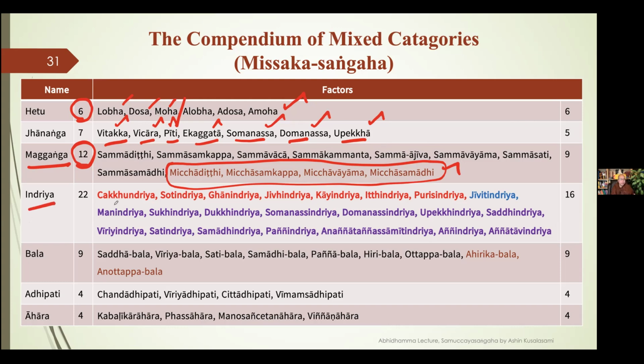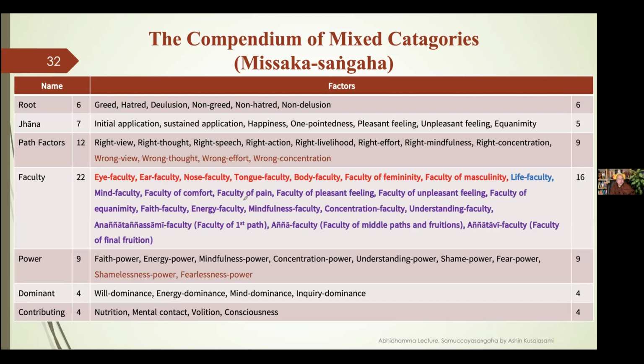And Indriya. Indriya, faculty: cakkhundriya, eye faculty; sotindriya, ear faculty; ghanindriya, nose faculty; jivhindriya, tongue faculty; kayindriya, body faculty; itthindriya, the faculty of femininity, it's difficult to pronounce; and purisindriya, faculty of masculinity; jivitindriya, faculty of life; manindriya, mind faculty; sukhindriya. Sukha is pleasant. Sometimes we translate it here as faculty of comfort, which is a good translation.